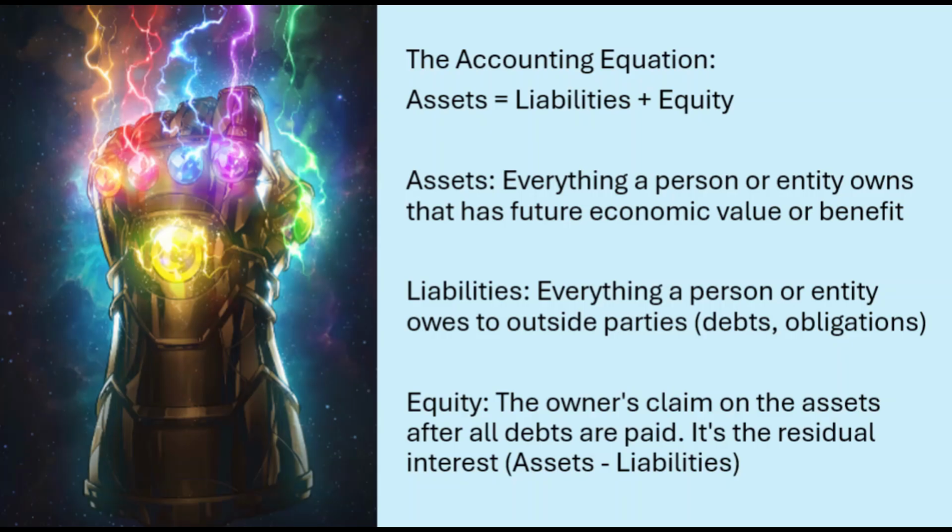Assets: everything a person or entity owns that has a future economic value or benefit. Liabilities: this is everything a person or entity owes to outside parties, debts, obligations, etc. And then finally, equity. This is the owner's claims on the assets after all debts are paid, pretty much the residual interest. So it's the assets minus liabilities.